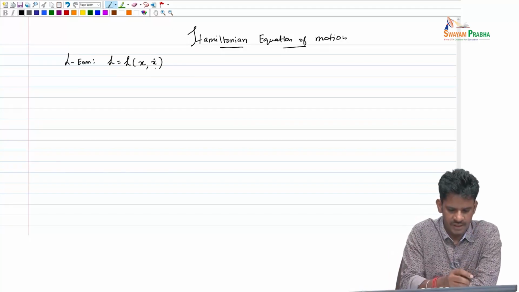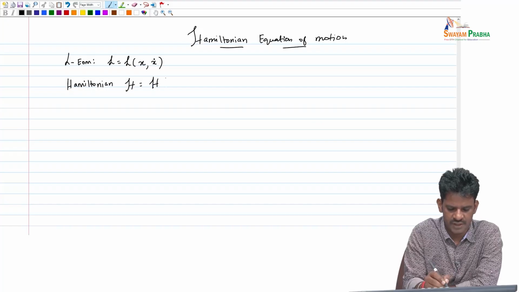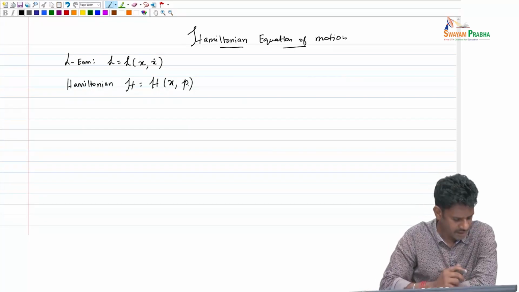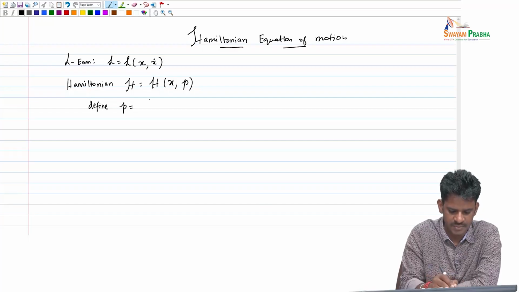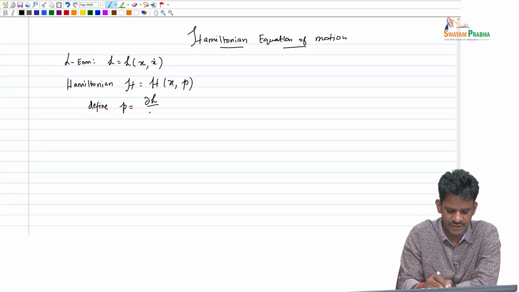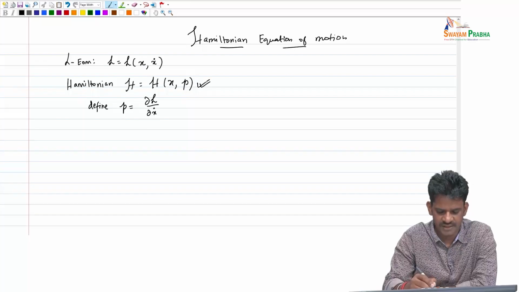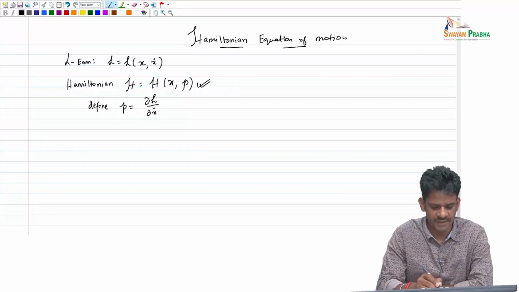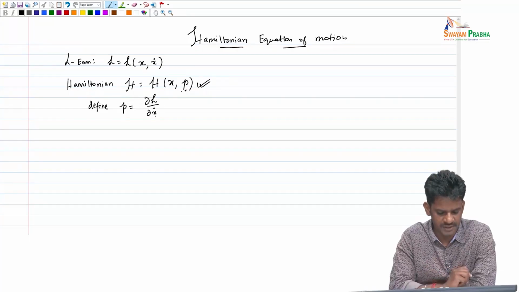Okay. Now, we think of a Hamiltonian as H, which is a function of x and p, where p is the momentum, and we also define that this p here is nothing but the partial derivative of the Lagrangian with respect to x dot. Okay. So, this is a choice that we have made, that the Hamiltonian of the system can be represented by the position of the particle as well as the momentum of the particle, and then we also say that the derivative of L with respect to x dot is nothing but the variable p here. Okay. This is the definition.